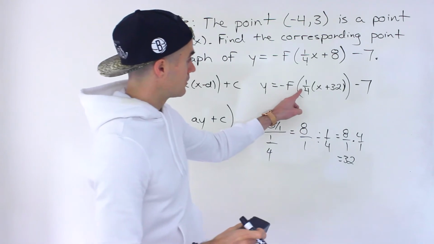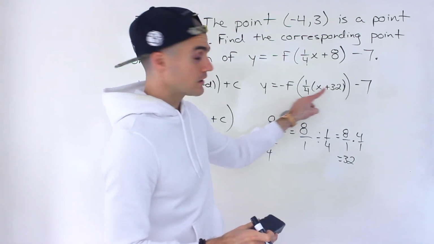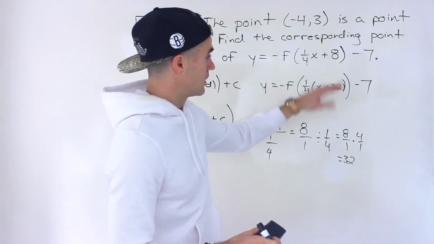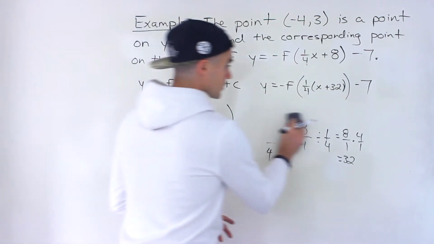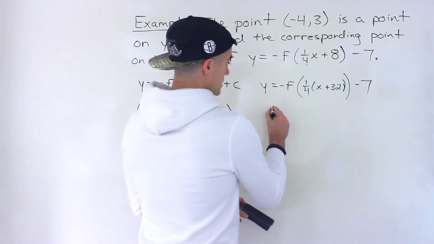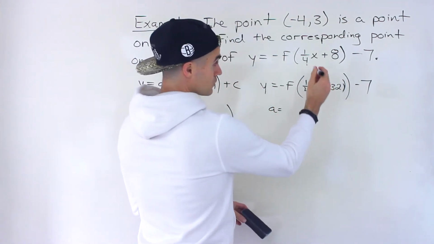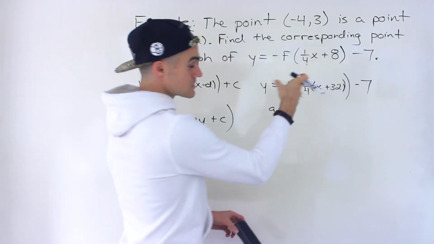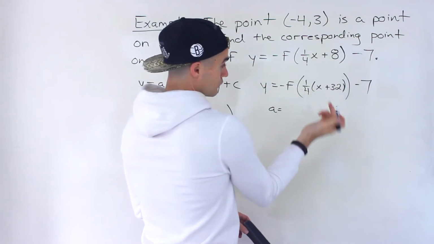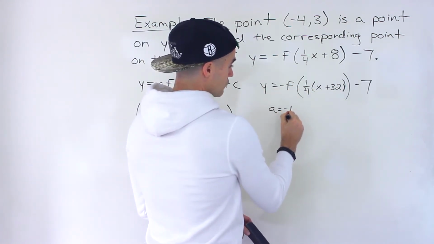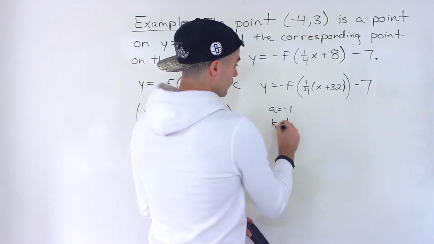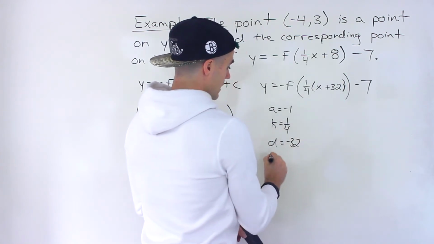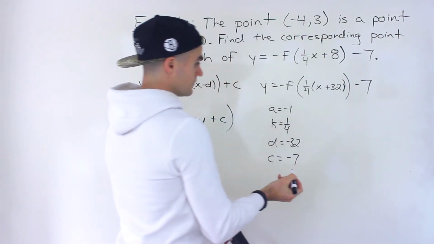And you could check it. If we distribute the 1/4 into the bracket, we'd have 1/4 x, and 1/4 times 32 is 8. So this step here is critical because it changes that d value. Over here there wasn't even a d value, but a common mistake is that students might think the d value is -8 when it's really -32. So the a value is -1, the k value is 1/4, the d value is -32. Remember, it's always the opposite sign. Then the c value is -7.